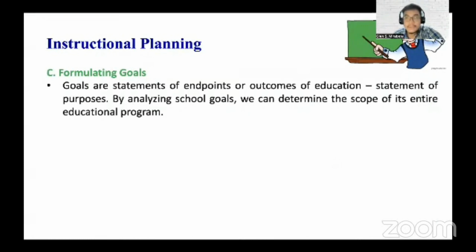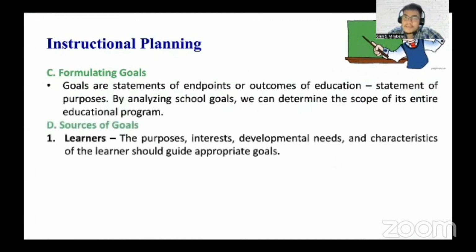So for the goals, just like what I mentioned, it gives the direction because you want to achieve something. And if we want to achieve something, we have to do what it takes to achieve our target. So that means we have here the planning of instructions. So what would be the sources of the goals? First one would be the learners. Their purposes, the interests, the developmental needs, and characteristics of the learner should guide appropriate goals.